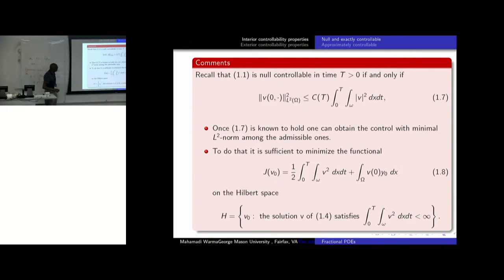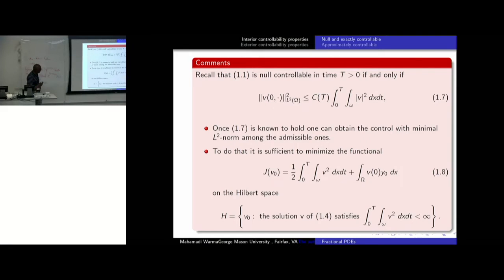Then let's see the comments. Recall that null controllability is equivalent to that. If we can prove that, if that one is true, we can obtain the control with minimal L2 norm among all the admissible ones. To do that, we just have to minimize this functional. I define J of v_0 and minimize this functional on this Hilbert space, the set of all v_0 such that the solution v of our adjoint equation satisfies this condition.